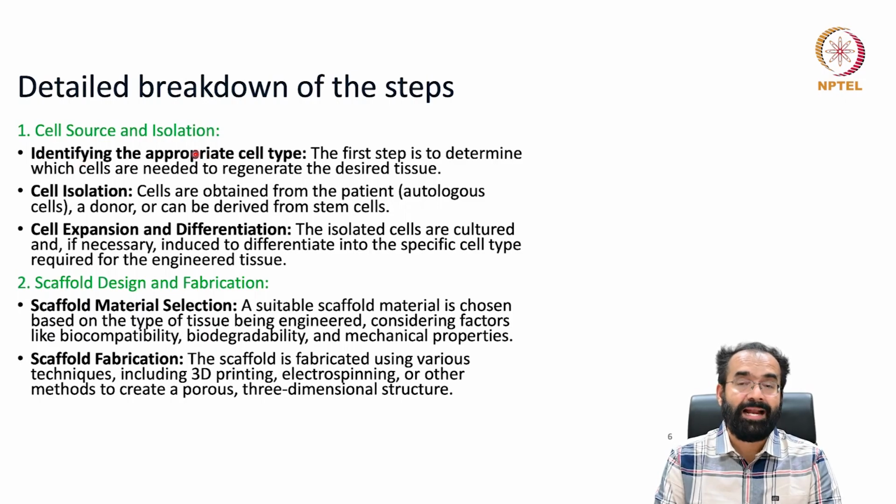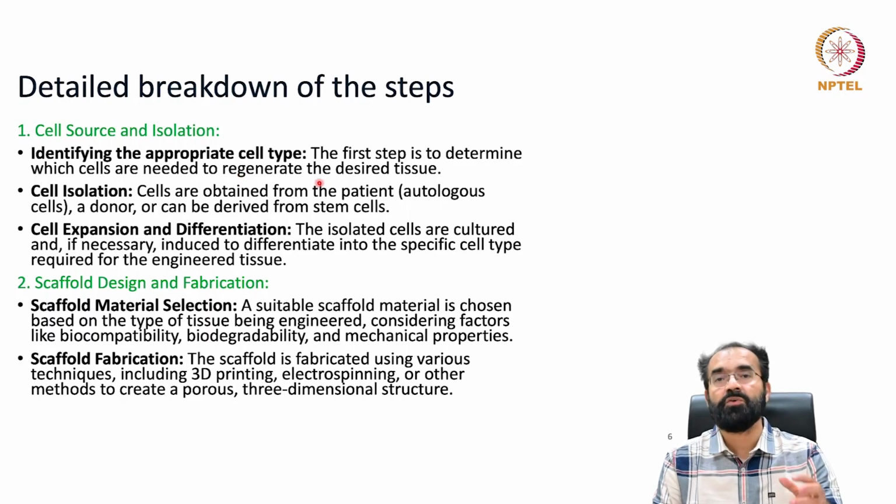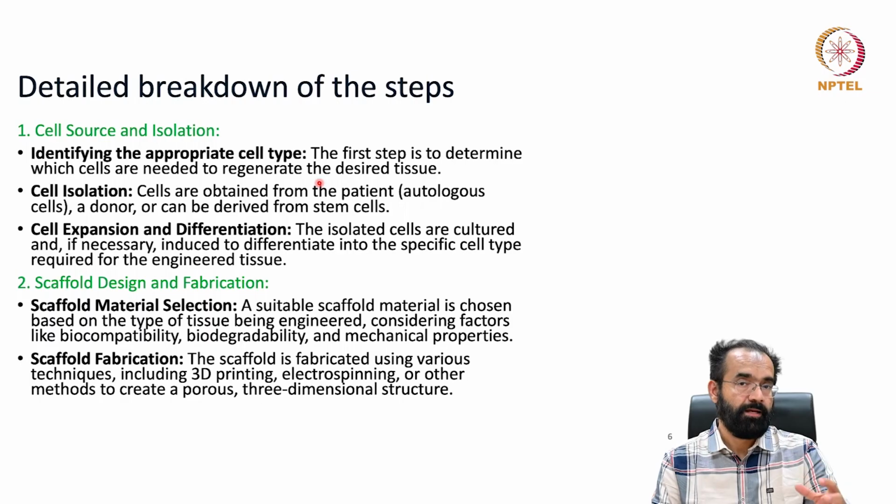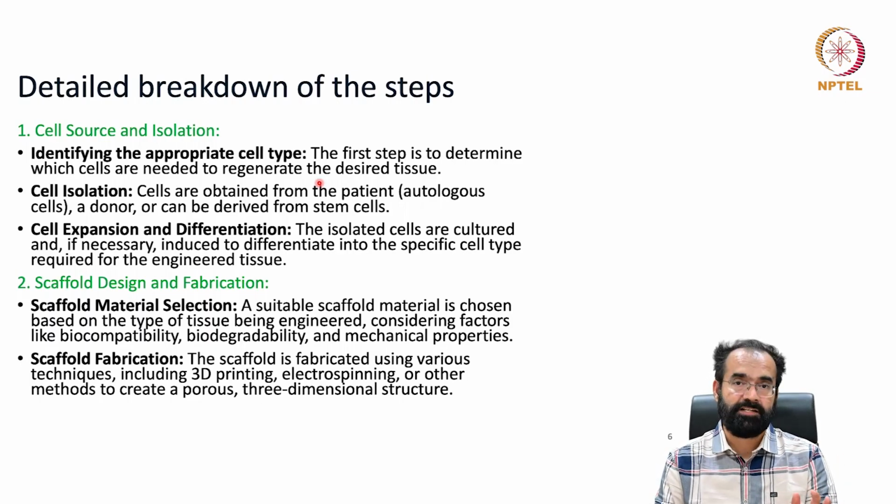Cell sources and isolation. Identifying the appropriate cell type. The first step is to determine which cells are needed to regenerate the desired tissue. Say you decided to go for a vacation. So the first thing you need to know is what is my destination. Then only everything else comes into picture. How I will go there, do I have the money, who all will go, how many days I will stay. Everything can be worked out if you know the destination. So cells have to be identified, the cell source, and from where I will get it.